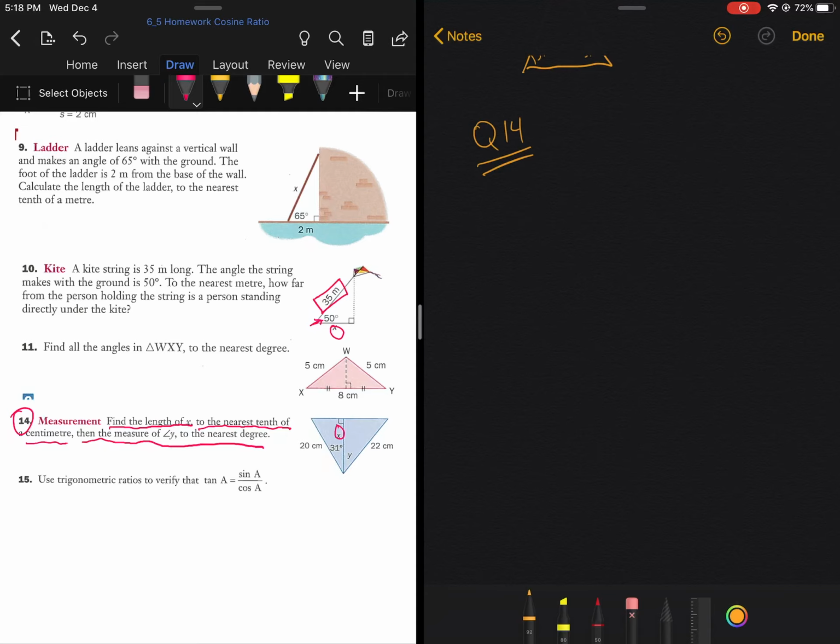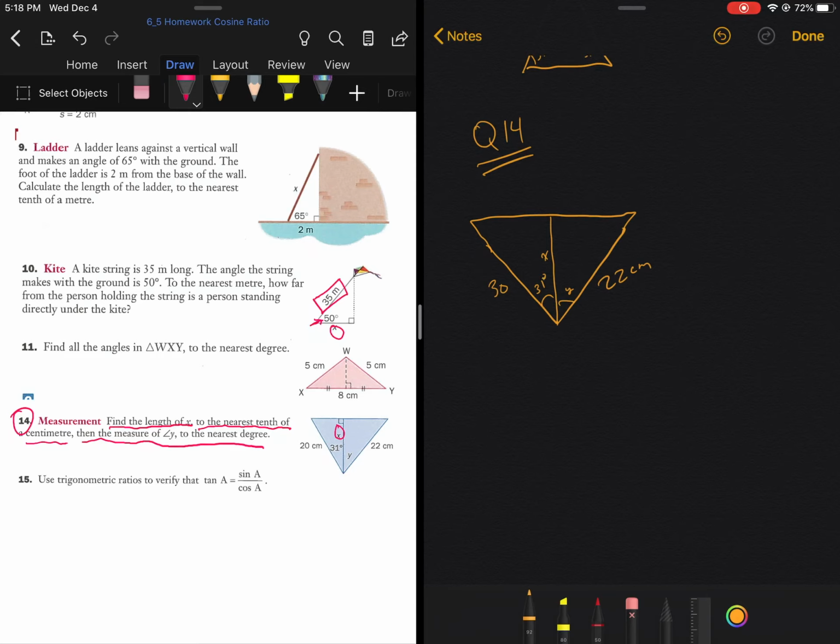Okay, so let's find the length of x to the nearest tenth of a centimeter. All right, let's draw it out and then find angle y. Let's make some space so we can see the writing. This right here is x. This right here is 20 degrees. And here is 31. And of course, this is 22 centimeters, and we want y. So let's solve for x first.